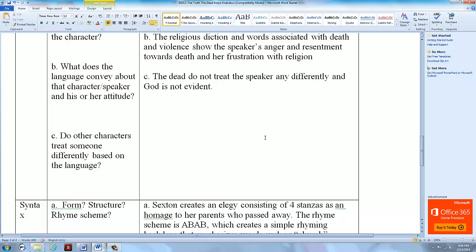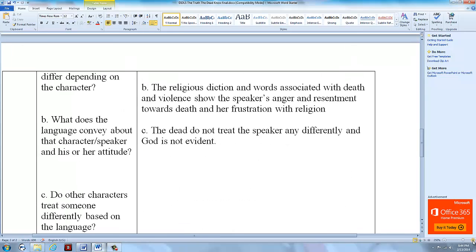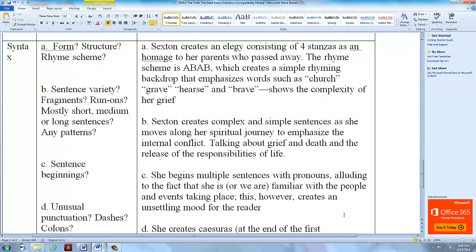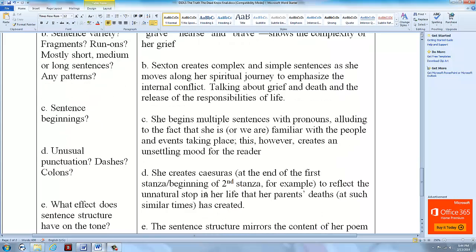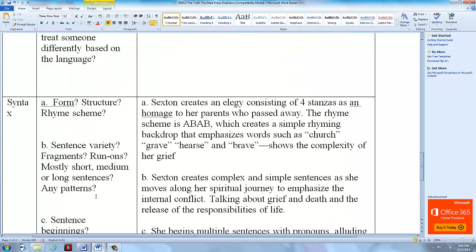Our final letter is syntax, and with syntax you're going to be looking at the form and structure, the rhyme scheme, the sentence variety, fragments, any run-ons, sentence patterns, sentence beginnings, unusual punctuation or dashes, and then the effect that all of this has. So to start at the beginning, what I noticed right away is that it was an elegy.